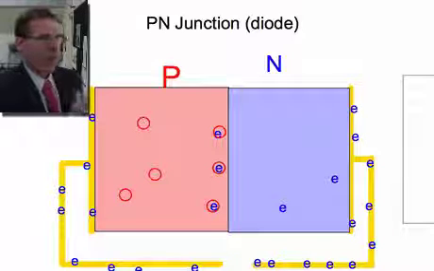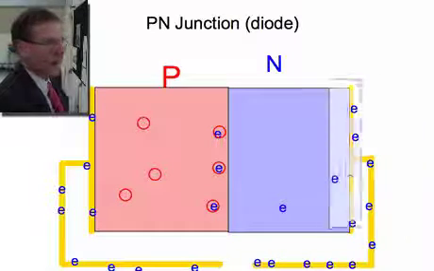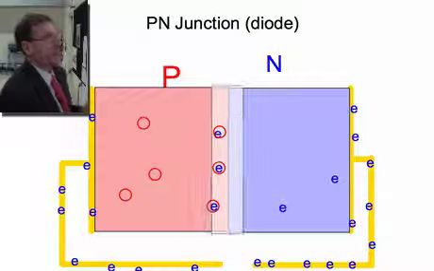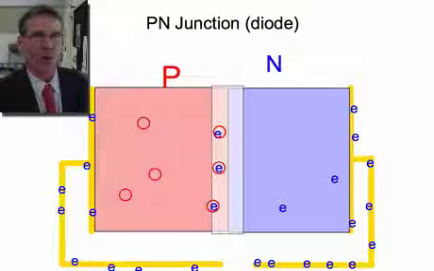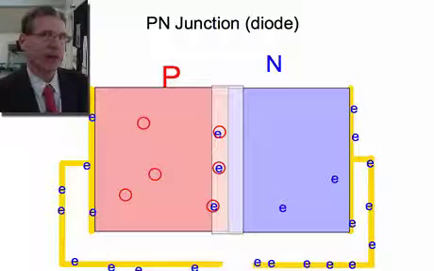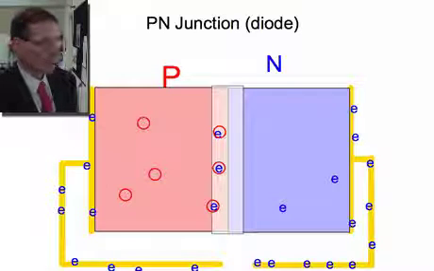We've now no longer got free charge carriers. We've created a region in here which we're going to call the depletion zone. It's depleted of charge carriers. There's not the charge carriers that there used to be there.